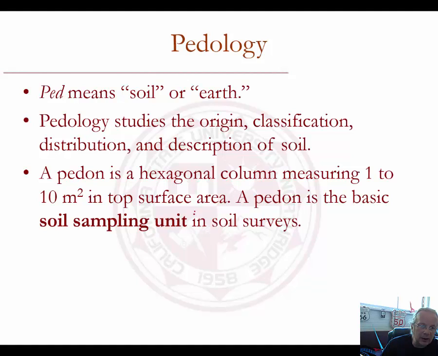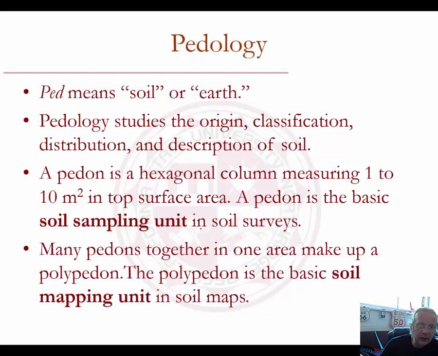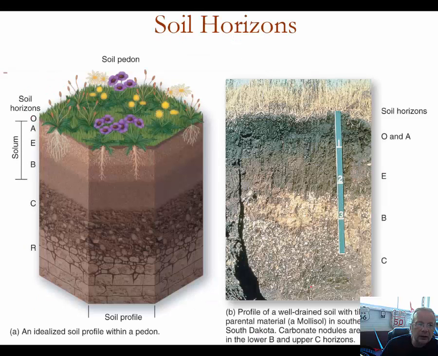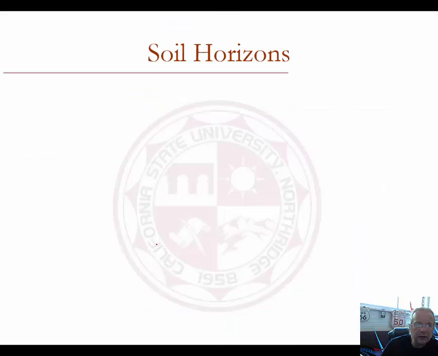A pedon is this hexagonal column, and we'll look at a pedon here and there. And it's a soil sampling unit. It's a way of gathering a sample of soil in order to study it. Together, if there's a number of pedons, it's a polypedon, and it's the basic unit of mapping for soil maps. This is a pedon, and here are the horizons, which are a sort of a fancy way of saying layers of soil. And we will ask you to know a little bit about soil horizons.